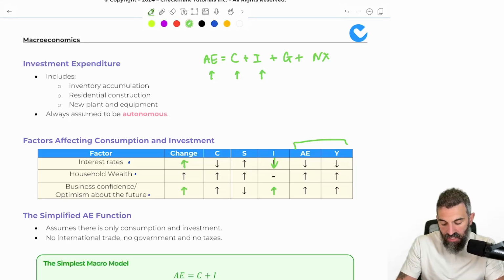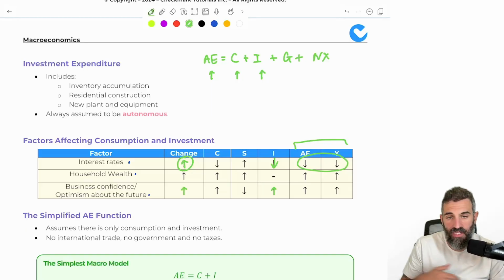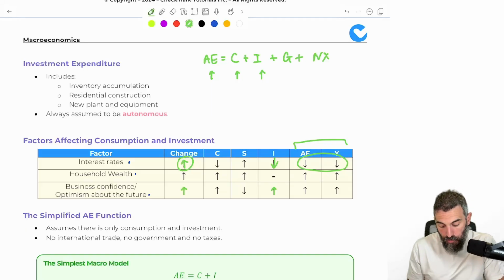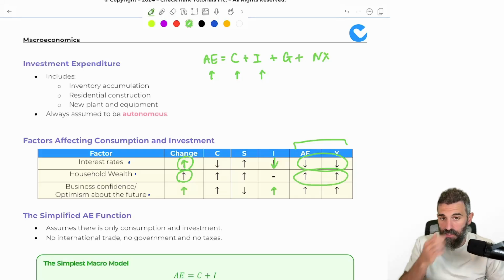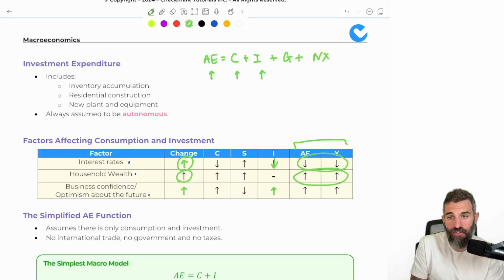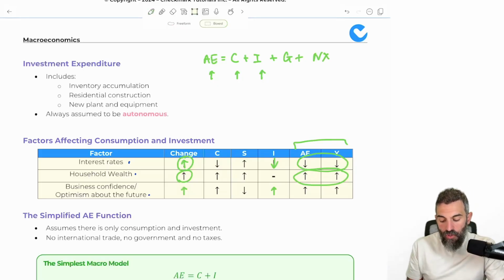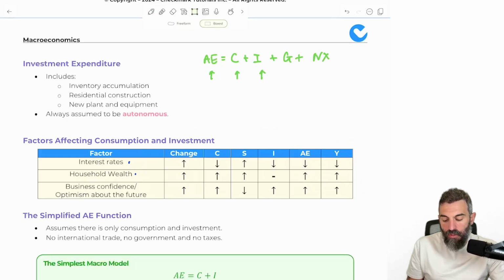So you could say that an increase in interest rates decreases aggregate expenditure and GDP, and vice versa. An increase in household wealth, because of its effect on consumption, also increases GDP and aggregate expenditure. Same with business confidence or optimism about the future, right? So these are all connected. And that's what we're looking at here. So this is the macro model.